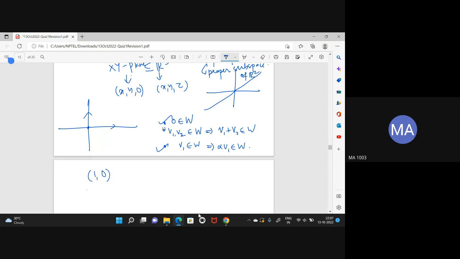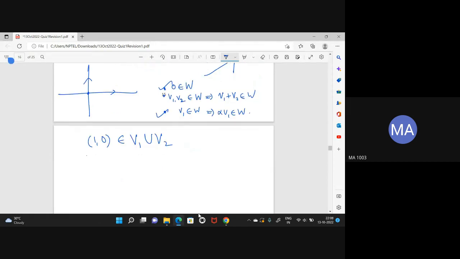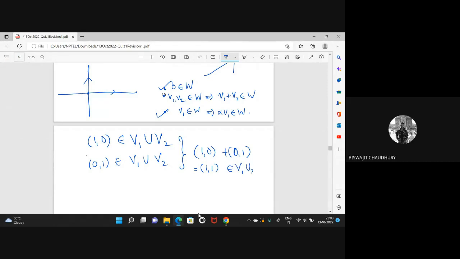Does (1, 0) belong to the union? Like V1 plus V2, ma'am. Not V1 plus V2, V1 union V2, no? Yes, ma'am. Does (1, 0) belong to V1 union V2? Yes, ma'am, it belongs. Does (0, 1) belong to V1 union V2? Yes, ma'am, it belongs. What about (1, 0) plus (0, 1)? Does this belong to V1 union V2? No, ma'am. That's all, right?